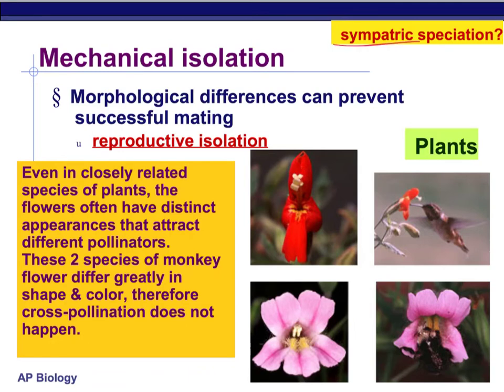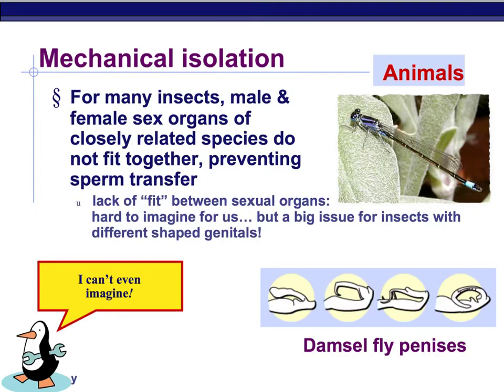Okay, then there's mechanical isolation. Again, sympatric. Mechanical isolation is when we have some kind of morphological feature, some structure that prevents successful mating. So sometimes even in species that are closely related, and we tend to see this in plants a lot, they're going to have very distinctive appearances that only attract certain pollinators. And if you are not my immediate pollinator, then you don't fit, and you can't pollinate me, thereby I can't reproduce.